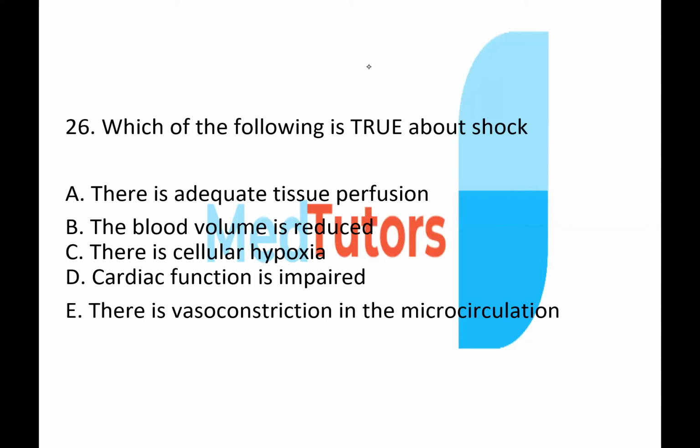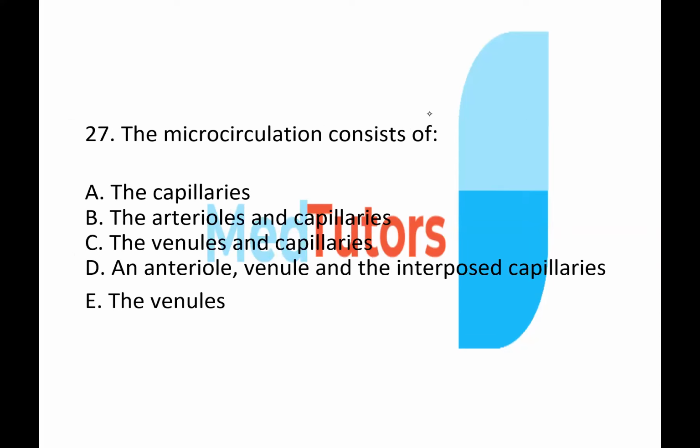The hallmark of shock is what? It is cellular hypoxia, correct. Microcirculation consists of what? What makes up the microcirculation? Correct. So what is your answer? The answer is D. D for dog.